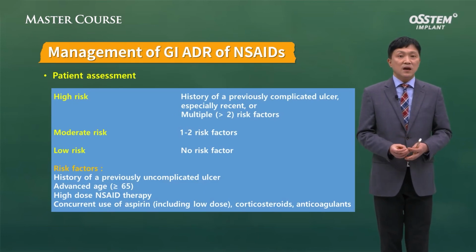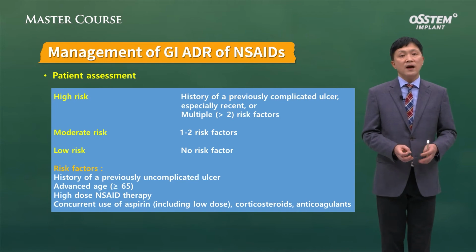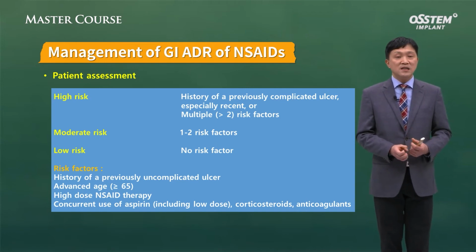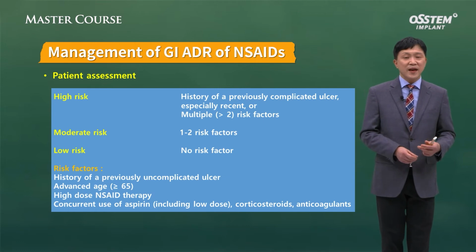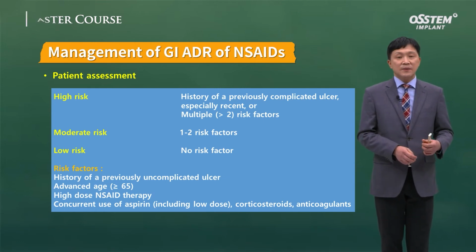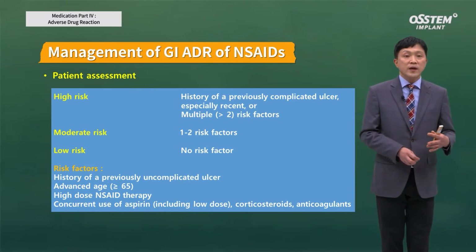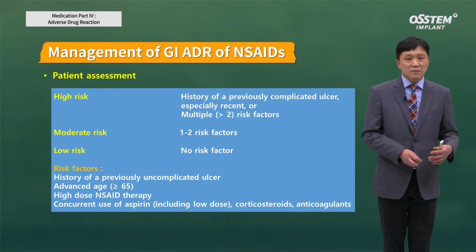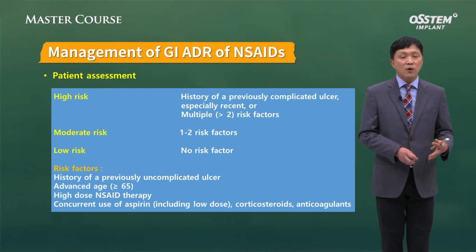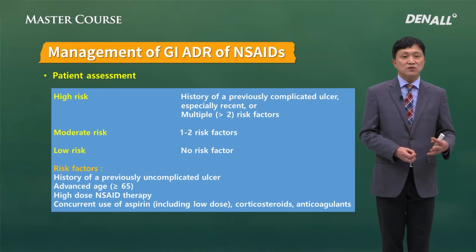Management of ADRs: we need to assess patients based on these risk factors: history of a previous GI ulcer, advanced age, high dose of NSAID therapy, and concurrent use of aspirin, corticosteroids, and anticoagulants. Risk is identified based on this. High risk: history of previous ulcer. Moderate risk: 1 or 2 risk factors. Low risk: no risk factors listed below.